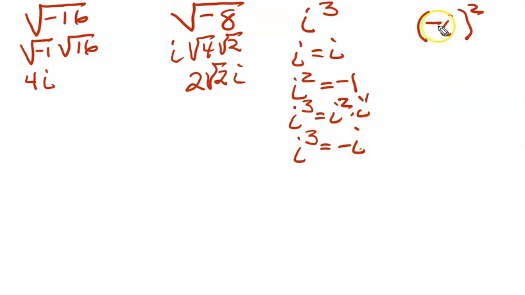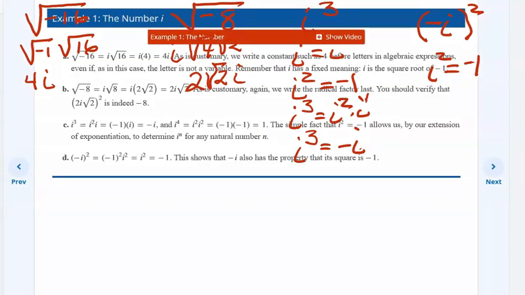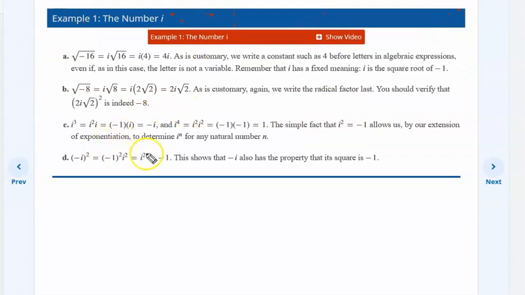And for this one, we did that one earlier. For squaring this, it's just going to become I squared, because negative times negative will give you a positive. I squared is negative 1. All right, let's go back from the whiteboard, and I'll clear this up so you can see all of the answers. Again, you can pause and look this over.